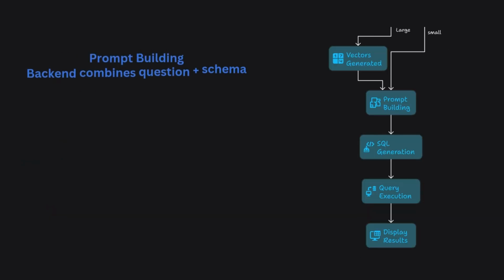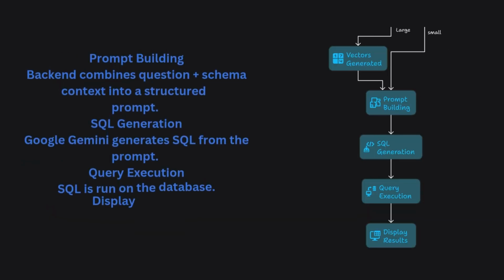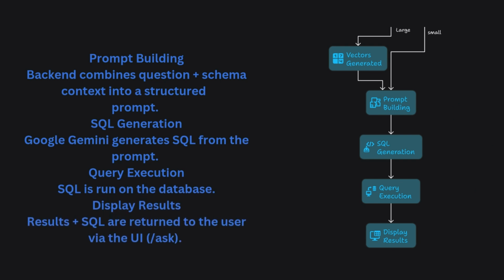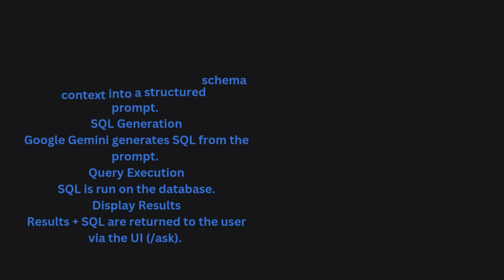Then for each user query, a perfectly engineered prompt is built with relevant schema from the vector database and some few-shot examples. The LLM then generates a SQL query that is then executed on the database, and the result, along with the generated SQL query, is returned to the UI.